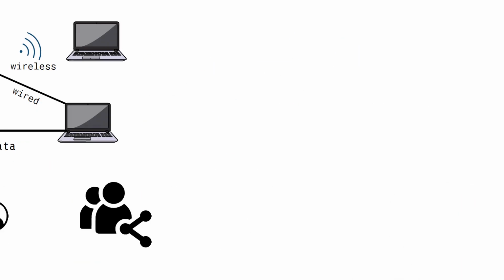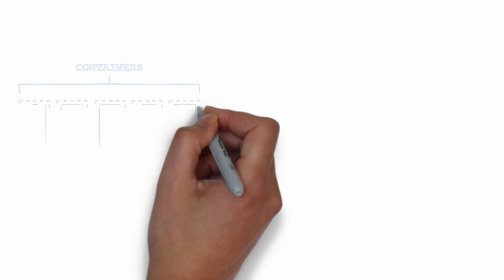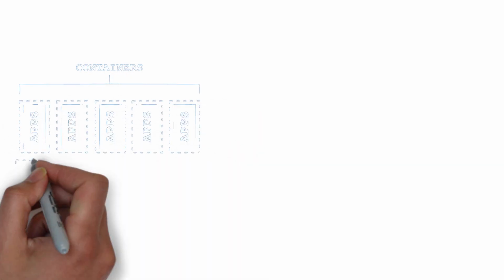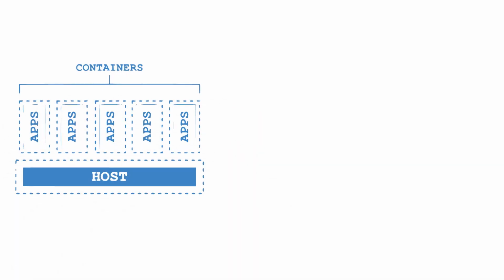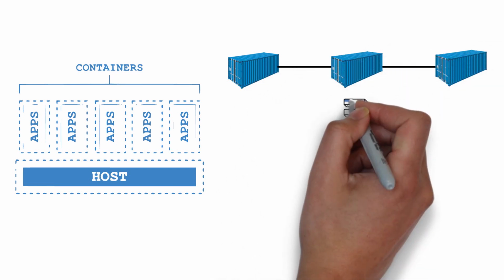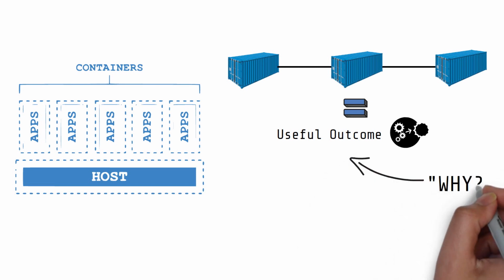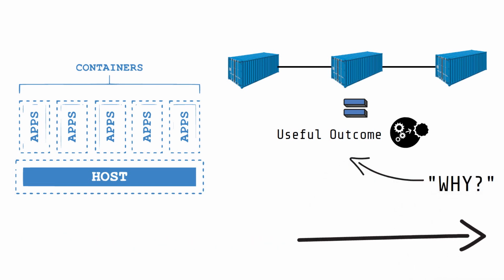All right, why is networking important in Docker? A container, being a form of virtualization, acts as an isolated system from the Docker host and from other containers. Oftentimes, we need to connect multiple containers to produce a useful outcome. This is the answer to our why. Let's look at an example to make this clear.